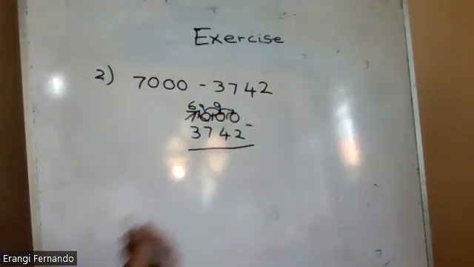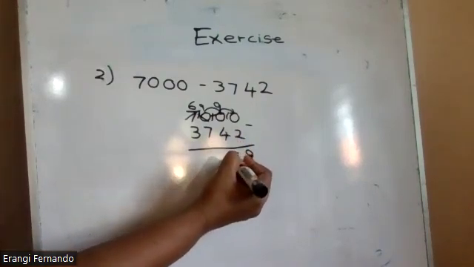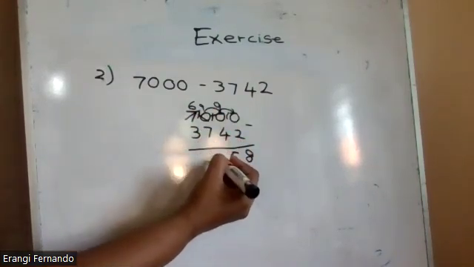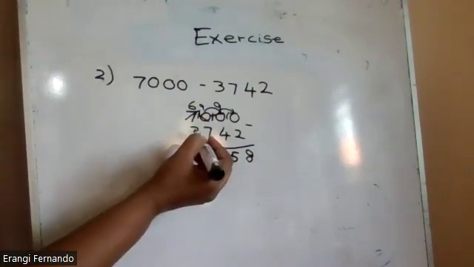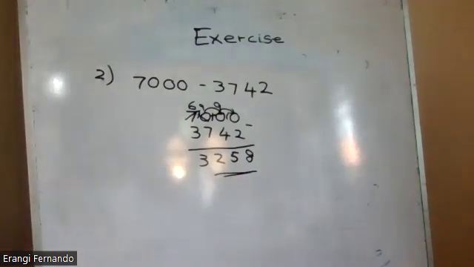From 10, when you subtract 2, it's 8. 9 subtract 4, 5. 9 subtract 7, 2. 6 subtract 3, 3. The answer is 3,258.